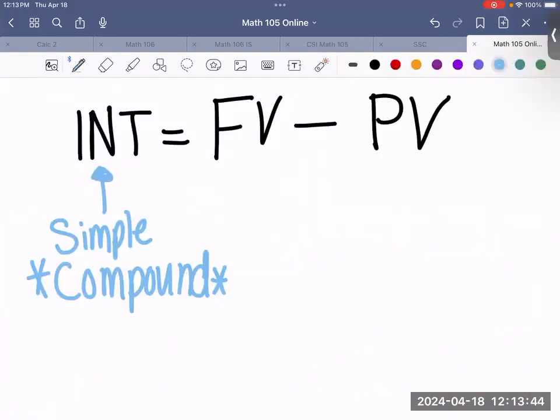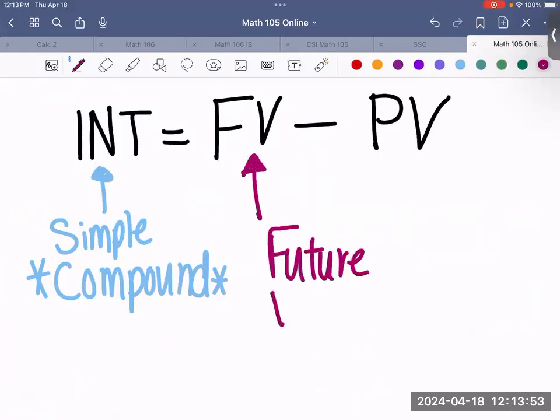Now I defined future value on that last one, and now on this one, this is future value. It could be called maturity, your final value, anything that says or suggests that it's going to be worth something in the future. We already know this to be present.